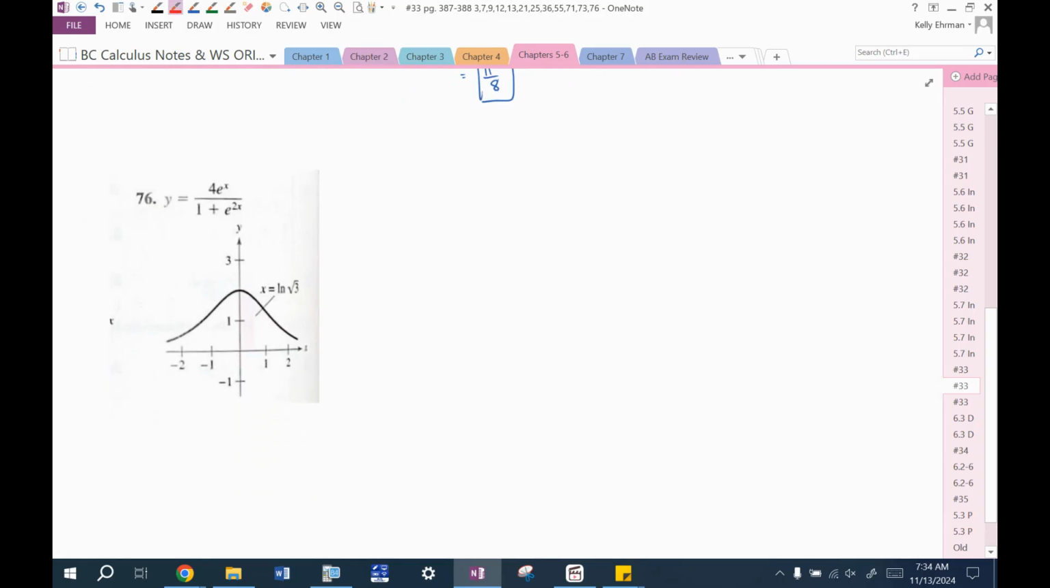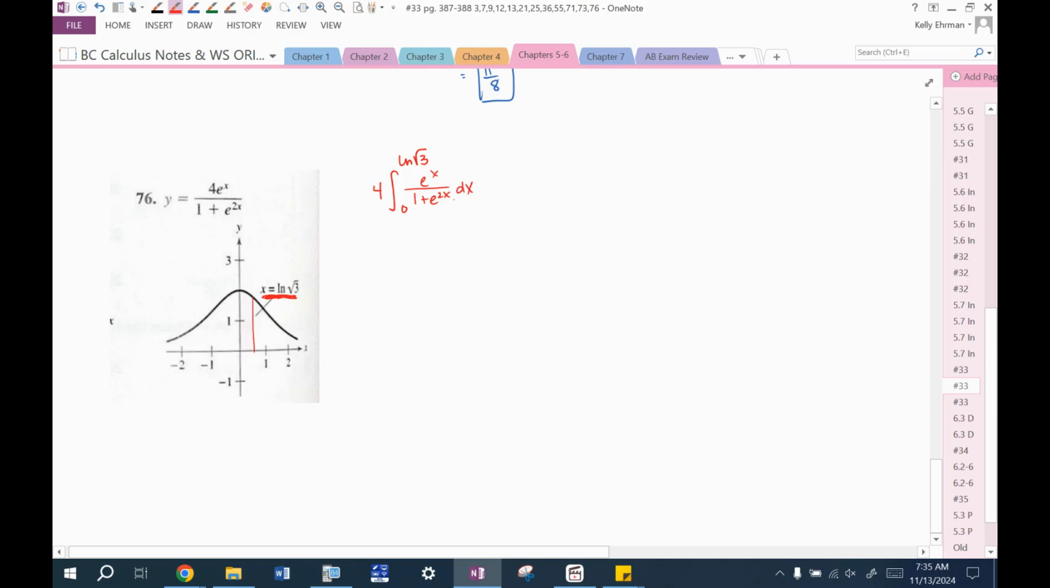All right, let's see. This area, it's hard to see. They have labeled it for us. They want us to stop at x equals ln radical 3. So we want the integral from 0 to ln radical 3 of, let's pull the 4 out here, e to the x over 1 plus e to the 2x dx.